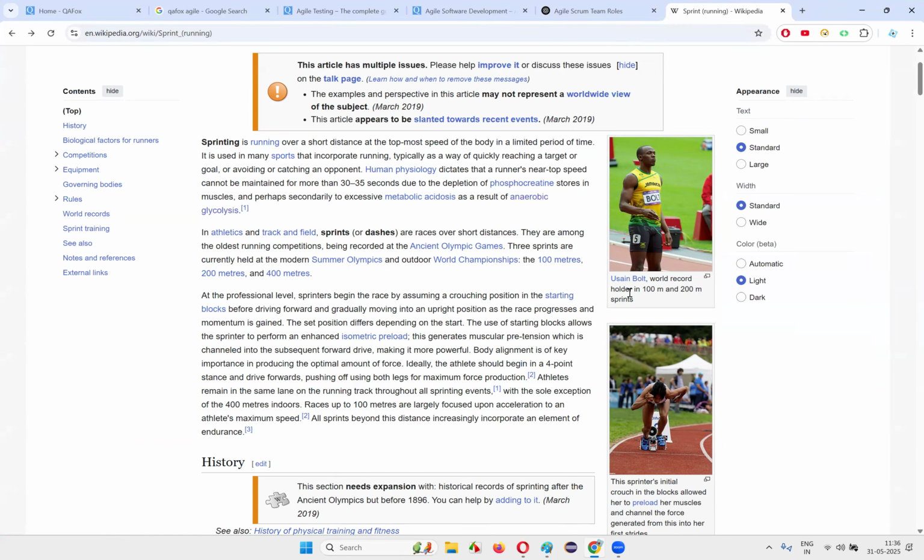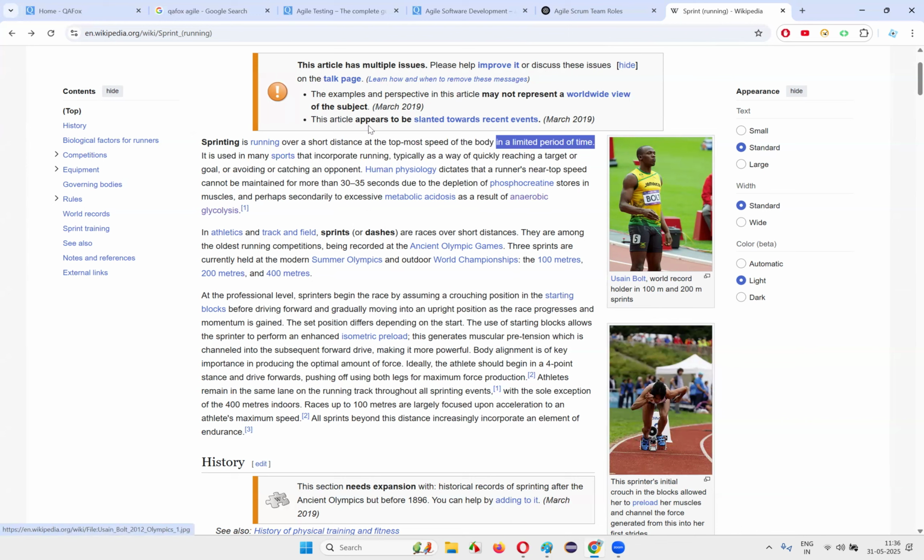Usain Bolt is a world record holder in 100 meters and 200 meters. That means in a short period of time, over a short distance, who can run very fast? That is a competition. It's not like kilometers. It's a very small distance in a limited amount of time. Who can run very fast? Speed is more important. How fast this particular person can run is important.